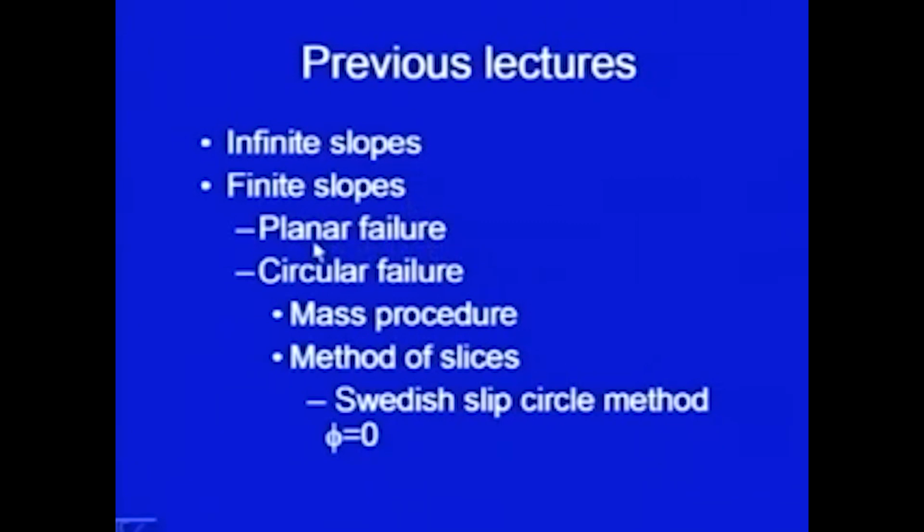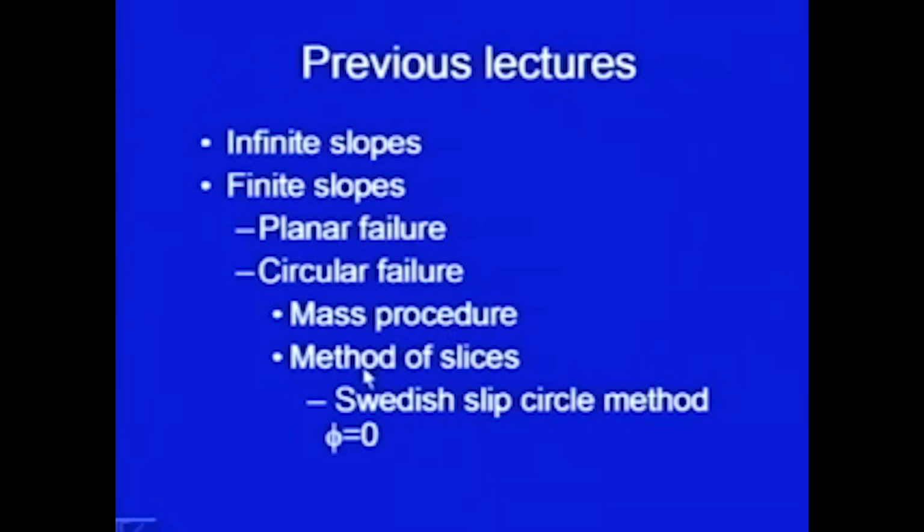And here we studied the Culmann method, which falls under the category of plane failure. We took several other cases of plane failure. Then we started discussing the circular failure cases, which are most common. Under this category, there are two procedures which we discussed. In the first procedure, which is called the mass procedure, the entire soil mass which is failing is taken as a whole and its equilibrium is considered.